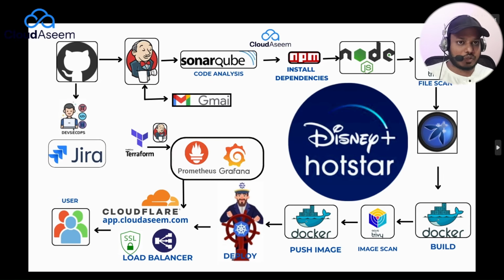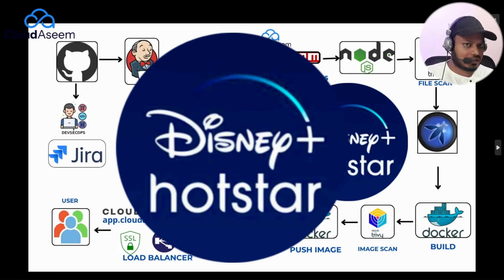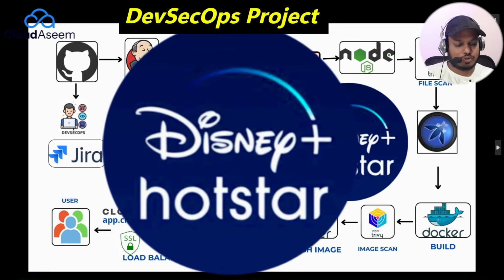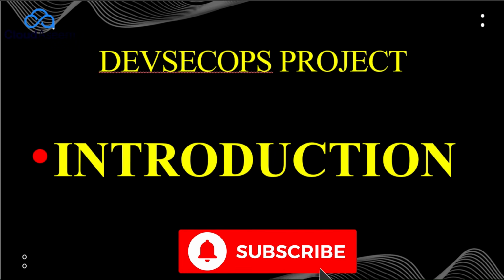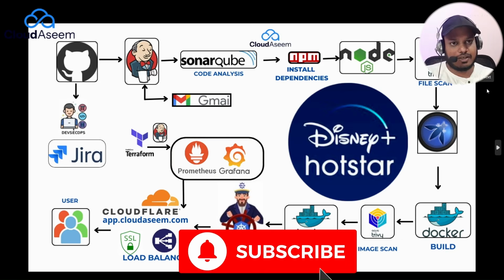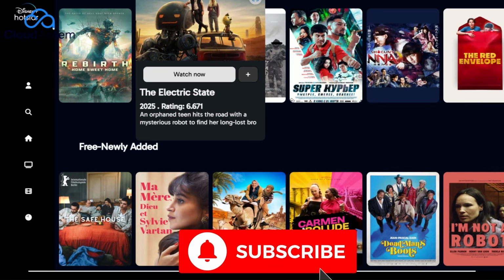In this video, we are going to do one DevSecOps project, that is deployment of Disney Plus Hotstar into a Kubernetes cluster, right? So before that, let me give you some briefing of what kind of application it is. This application is written in Node.js, basically a Next.js application, and it is used by users to watch movies, even sports such as the FIFA World Cup or the Cricket World Cup.